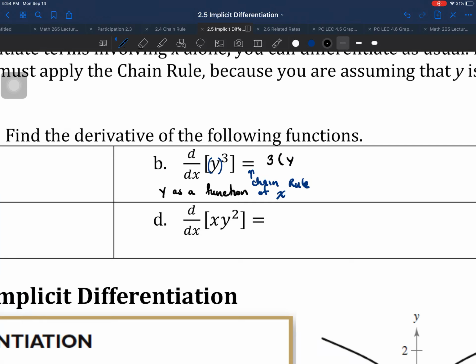Leave the inside function as it is. Take away 1 from the power. And then multiply by the derivative of the inside. Right? Isn't that what chain rule says? Now we're going to fix this. We're just going to write it of this form.